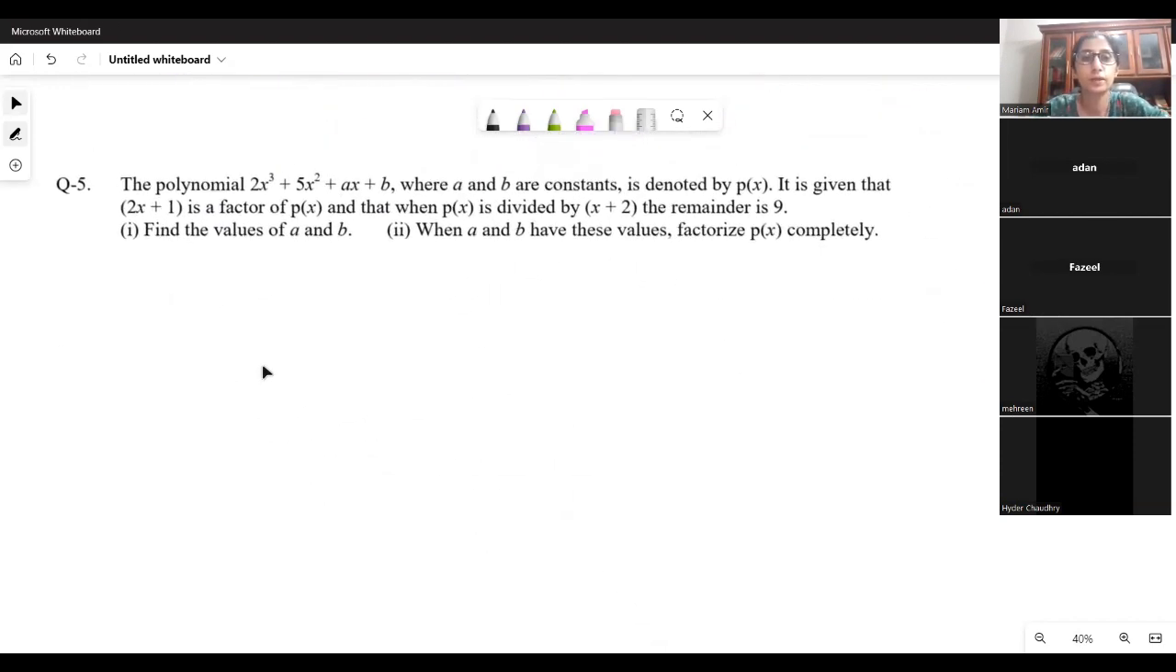The polynomial 2x cubed plus 5x squared plus ax plus b, where a and b are constants, is denoted by p(x). It is given that 2x plus 1 is a factor of p(x), and that when p(x) is divided by x plus 2, the remainder is 9. Find the values of a and b. Factor की बात हो रही है, remainder की बात हो रही है, you will directly use factor theorem and the remainder theorem. So let's use factor theorem first.